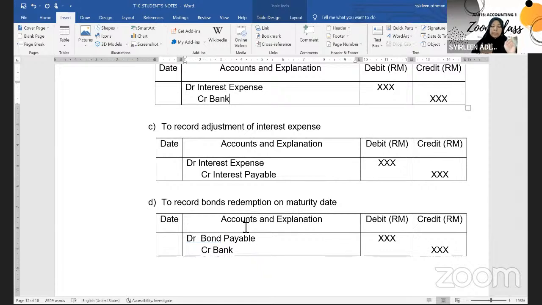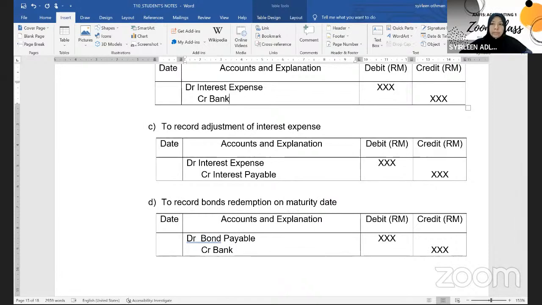Tetapi bila saya cecah bulan December, at the same time my company is supposed to close the accounts for that particular year. So 3 bulan yang pertama ni adalah belanja interest untuk tahun semasa. The next 3 months dia dah masuk dalam tahun perakaunan yang berikutnya. So you need to do adjustments for your interest expense.